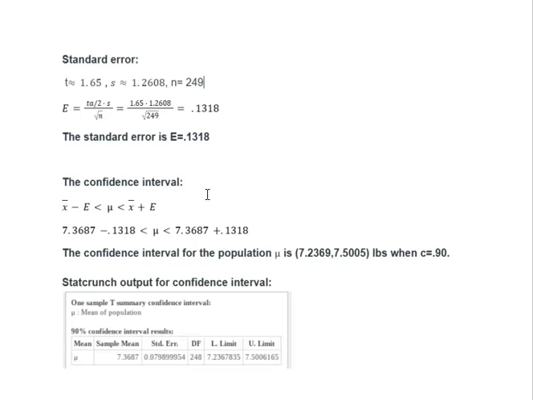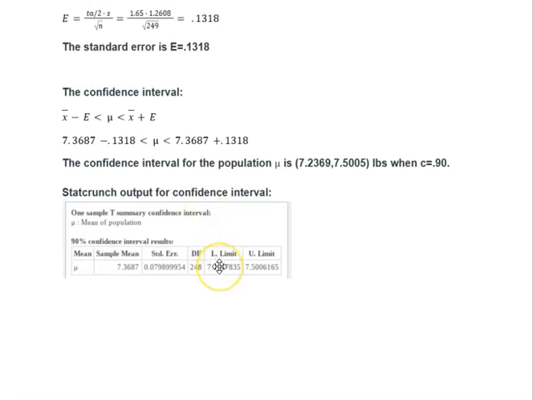From this, we got an interval of 7.2369 and 7.5005 pounds when using a C level of 0.90. Here you can see our StatCrunch output, which shows the outputs for the one sample t-summary confidence interval.